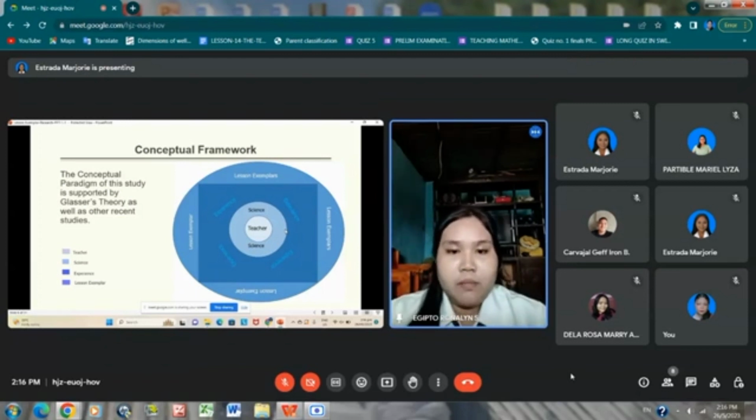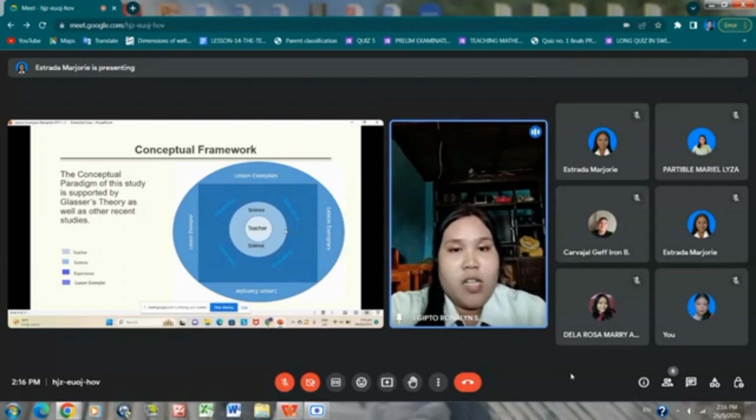Number two, steel blue, science. Science is represented by the second circle in this figure 1 conceptual paradigm because it would be significant to the respondents' careers as teachers in their school. Number 3, dark slate blue, experience, because experience represents how teachers currently teach. It is represented by the square in this figure 1 conceptual paradigm.